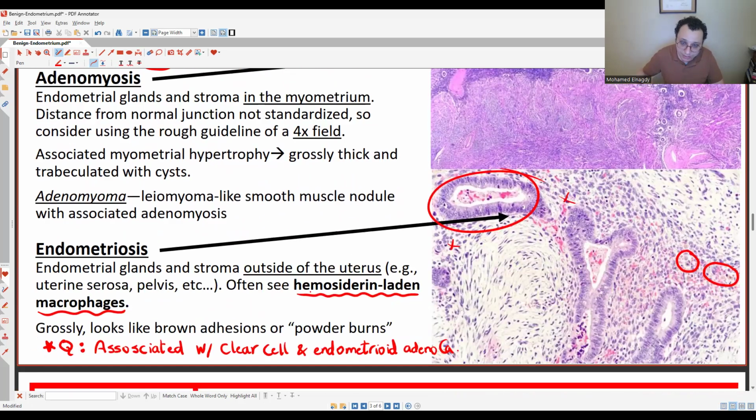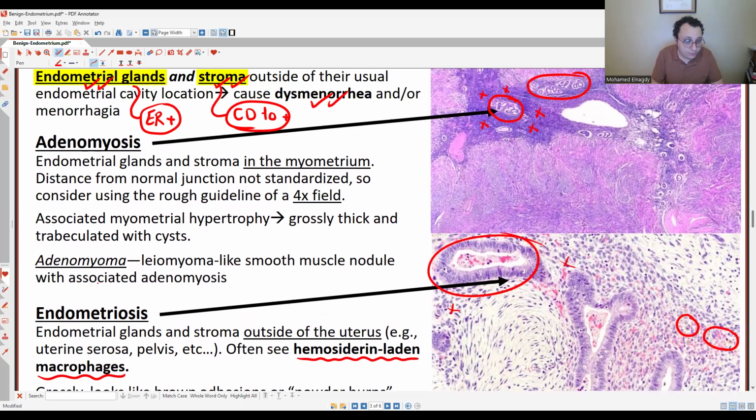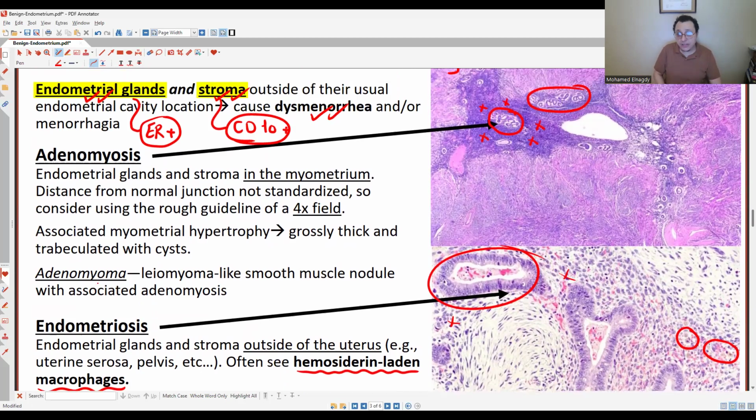In endometriosis, you might see hemosiderin-laden macrophages in the area of suspected endometriosis. The other trick in adenomyosis is: is this deep enough to call it adenomyosis, or are these just deeply seated endometrial glands? What's the cutoff? A 4x field. A 4x microscopic field. There should be a 4x field distance between the focus of adenomyosis and the surface endometrium to make these qualify as being deep enough to call it adenomyosis.